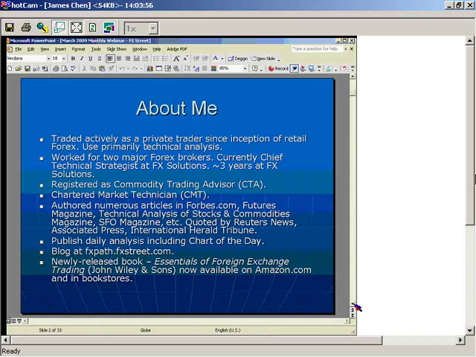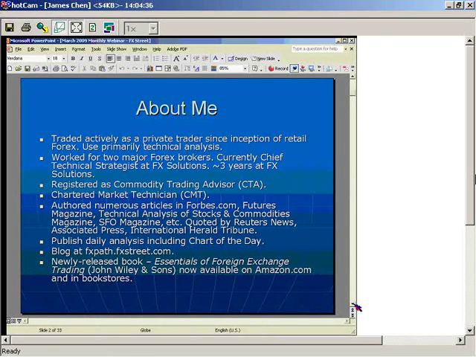I've authored numerous articles. One recently came out in Forbes.com, my most recent one, as well as a bunch of articles for Futures Magazine, Technical Analysis of Stocks and Commodities Magazine, and SFO Magazine, which right now, in the March issue, has my outlook on the dollar. It's got some fundamentals as well as some technicals in there. I've also got another article coming out in SFO in May. I've been quoted on a regular basis by Reuters News, Associated Press, and International Herald Tribune. So if you see my name in there, it happens.